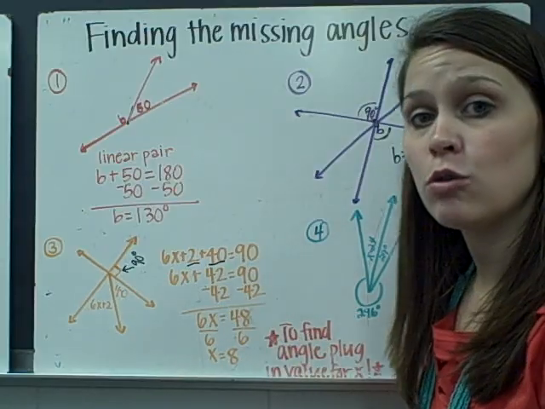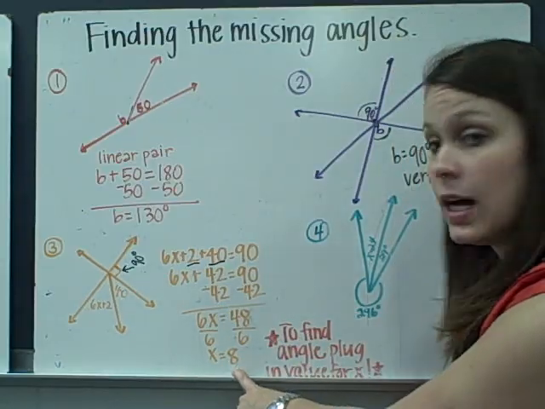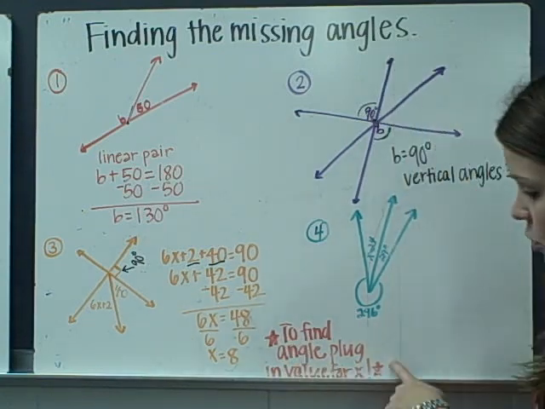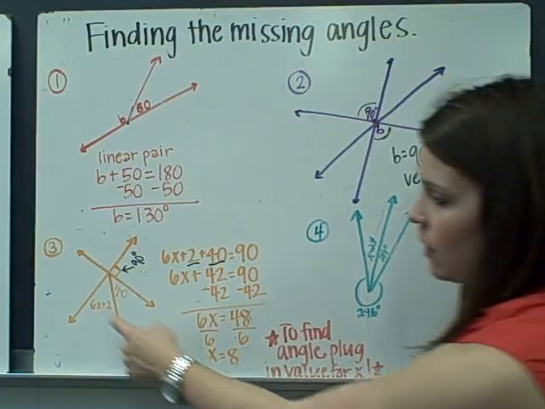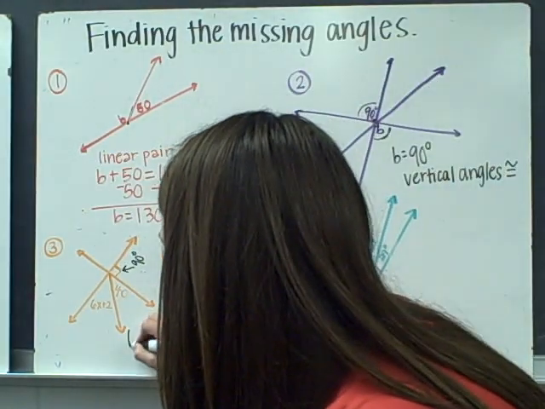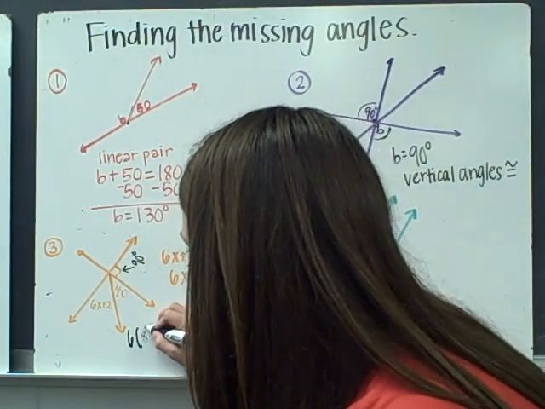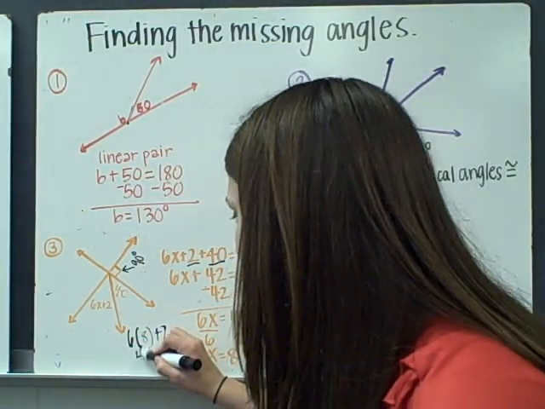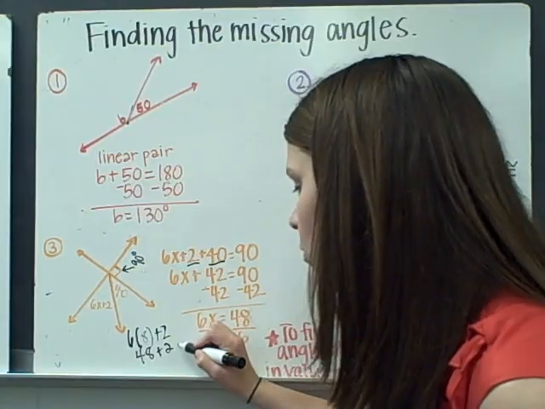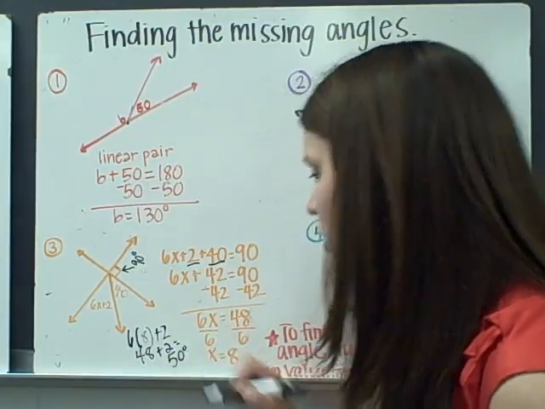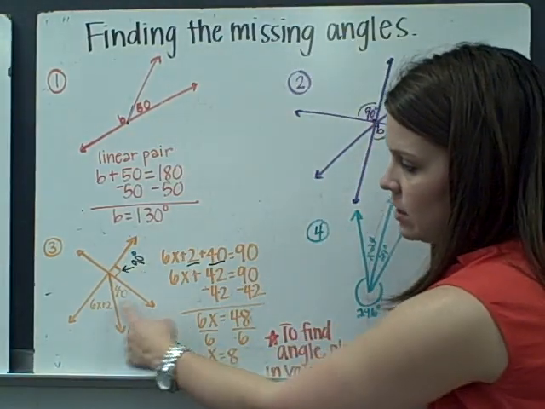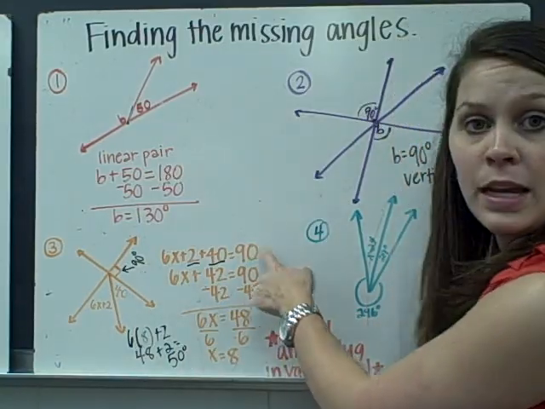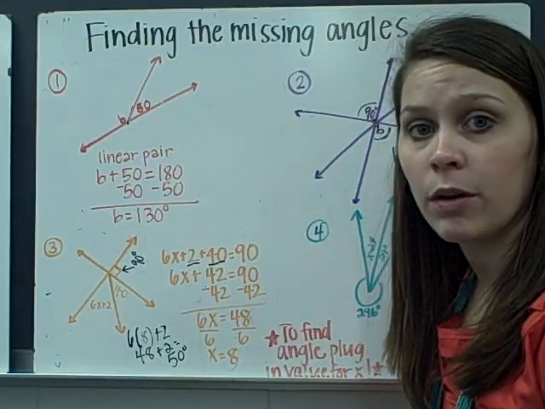If the question told you just to solve for x, you would be done. If it wants to know the actual angle measurements, then you need to plug that x value back in. So we would have 6 times 8 plus 2. 6 times 8 gives me 48, plus 2 gives me 50. So my two angles would be 50 degrees and 40 degrees, and 50 degrees plus 40 degrees does give me 90. And that's what we're looking for.